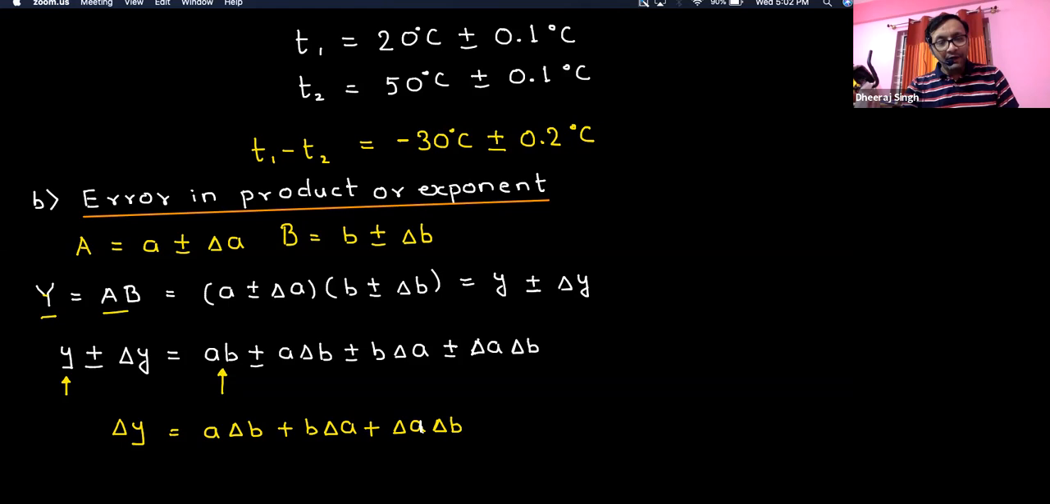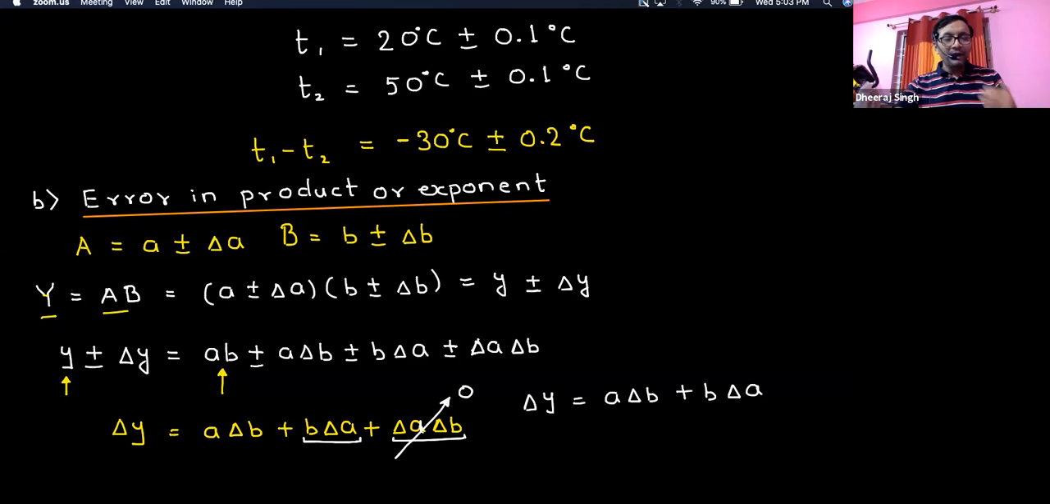Compared to B into delta A, this value will be very small. So you can ignore this value. So this becomes 0. Okay. So you will have delta y is equal to A delta B plus B delta A. This is the true value, absolute error.